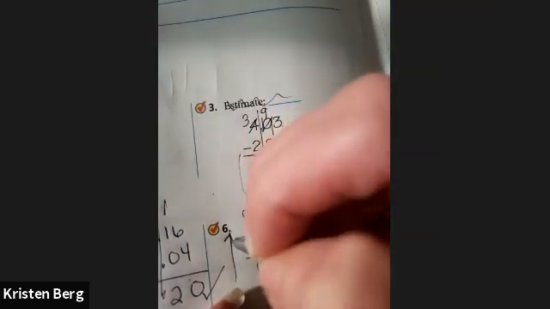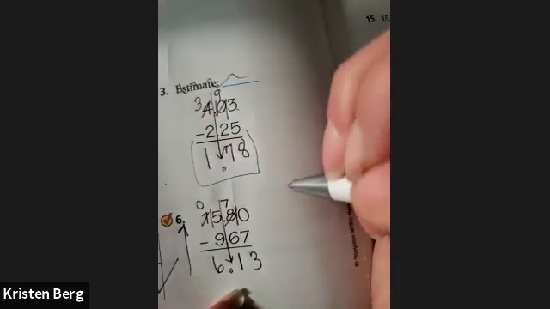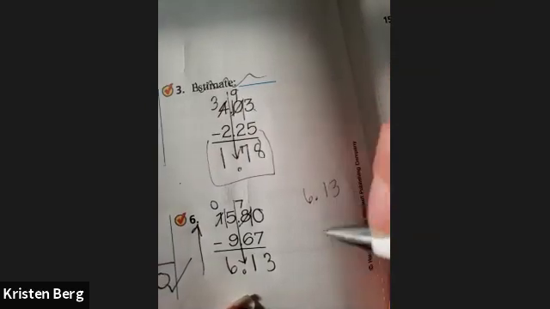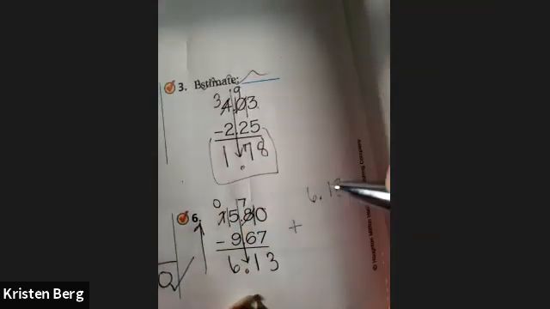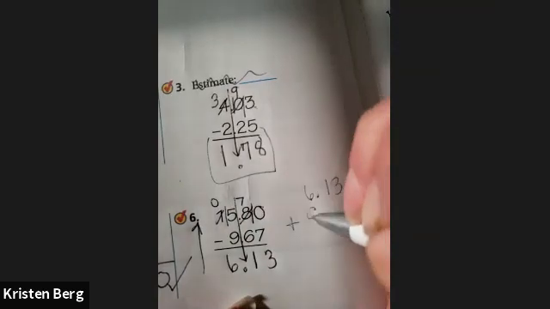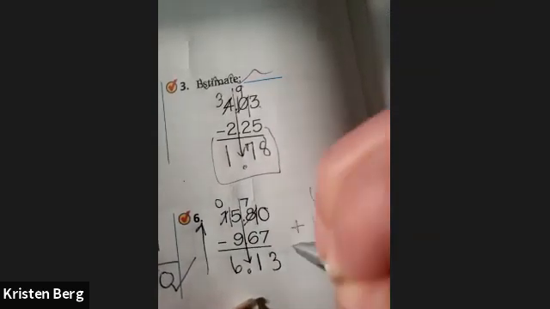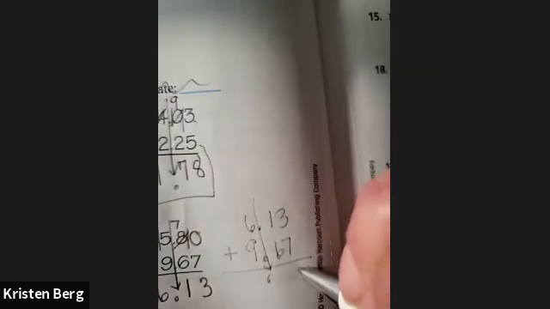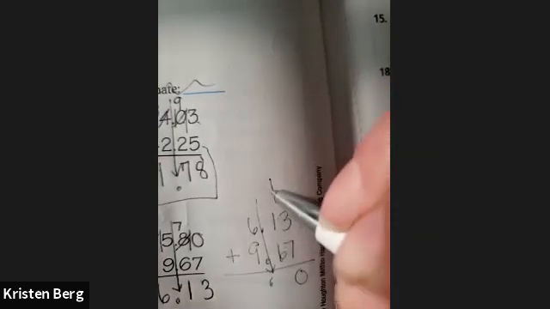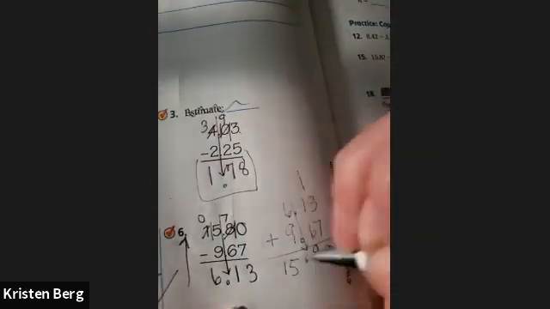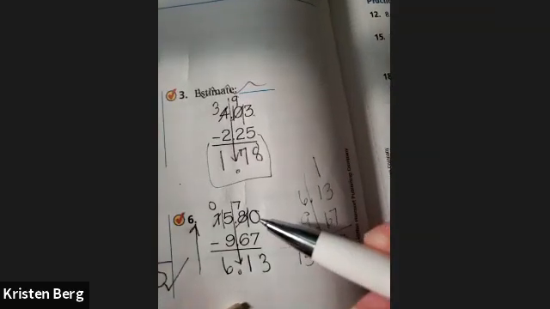And in order to check it, you would again work backwards. So it'd be 6 and 13 hundredths plus, because that is the opposite of subtraction, 9 and 67 hundredths. So then if you line up the decimals, bring it on down, then this would be 10, carry your 1. This would be 8, and then 15. So your answer was 15 and 80 hundredths, which is what it originally said. So it is correct. All right, next.